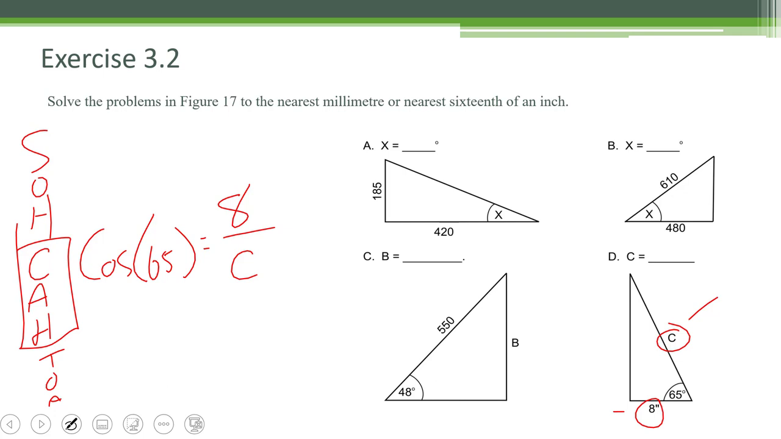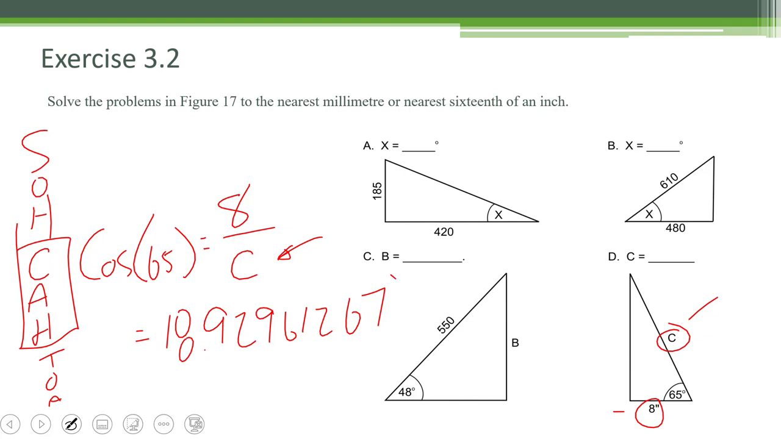Okay, so how I figure this one is, I just go 8 divided by 65 cos. So 8, here's my calculator, 8 divided by 65 cos. And don't forget to push equals. And you should get 18.929612667. Okay, and normally if it's in inches, then I should answer to the nearest 16th of an inch.